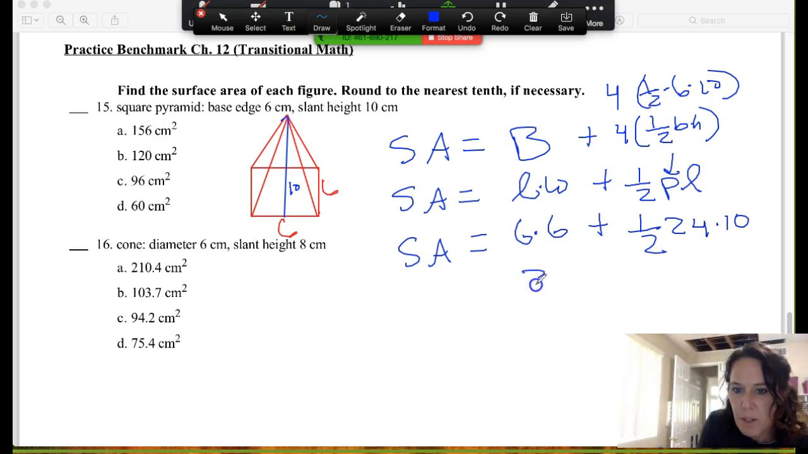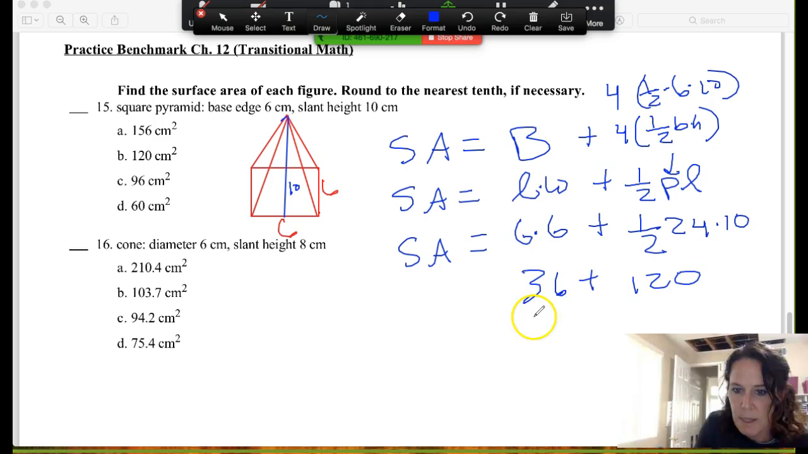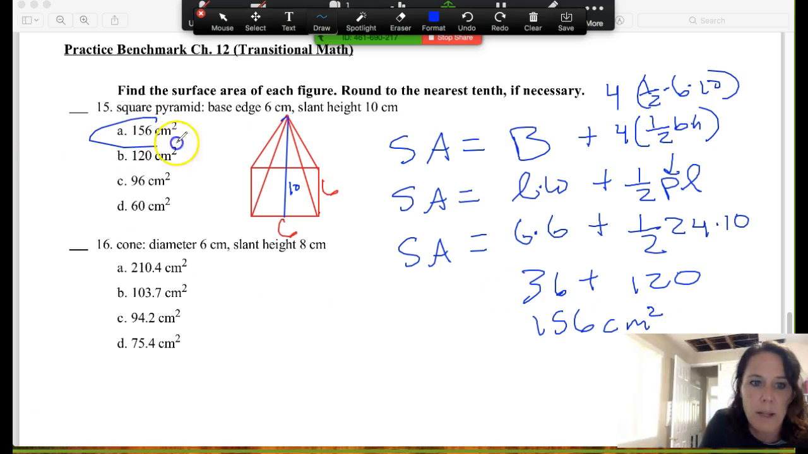6 times 6 is 36, plus half of 24 is 12. 12 times 10 is 120. 120 plus 36 is 156. And that will be centimeters squared because it is area. And that's 15. Let's do one more.